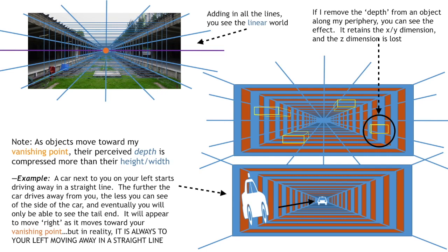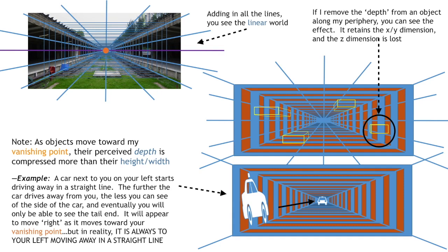So if I remove the depth from an object along my periphery, like I remove some of its z-axis component, I guess, you can see how it might look. It retains its xy dimension, and the z dimension is lost, let's say. So if we just removed more and more of the depth of the object, essentially it just looks like a rectangle again.